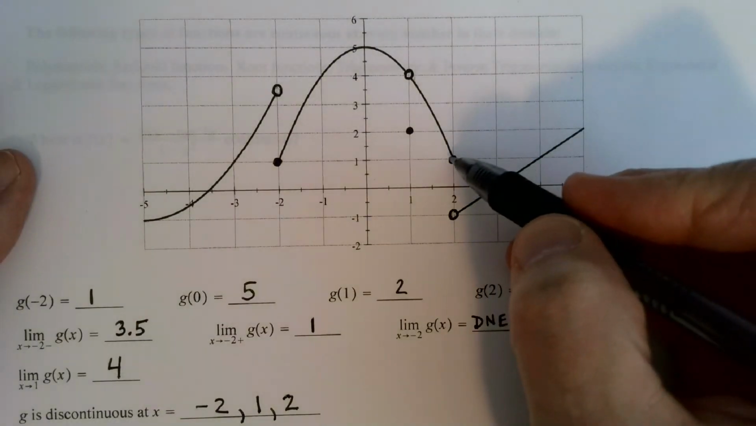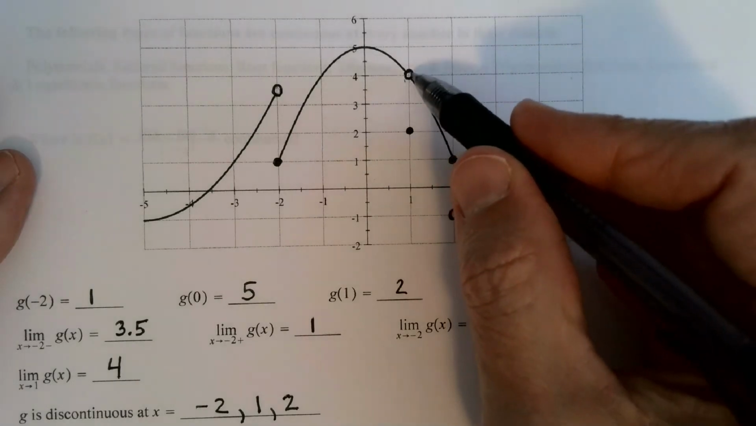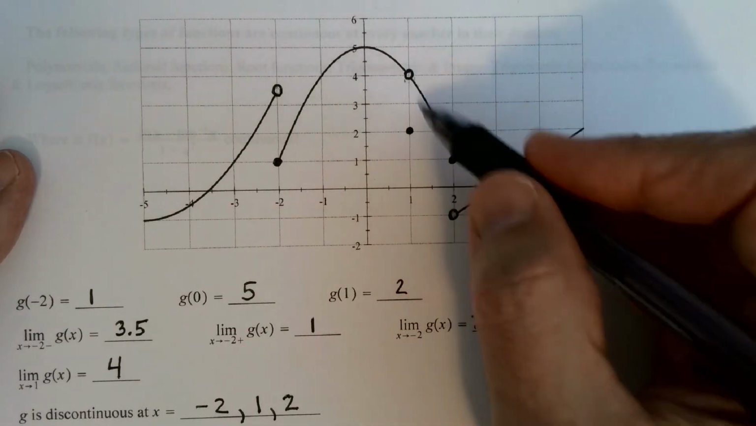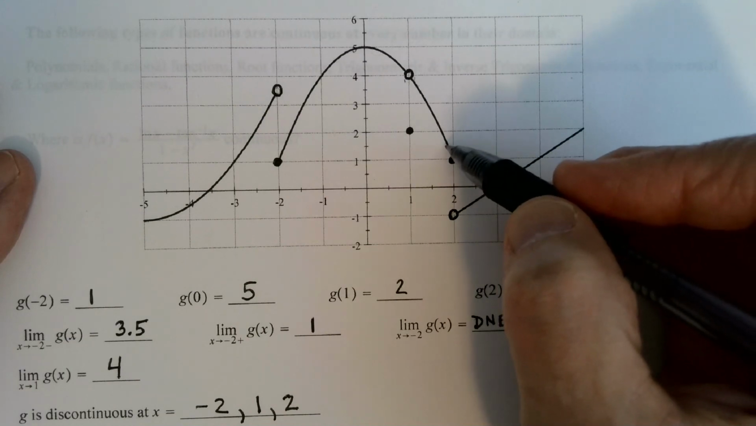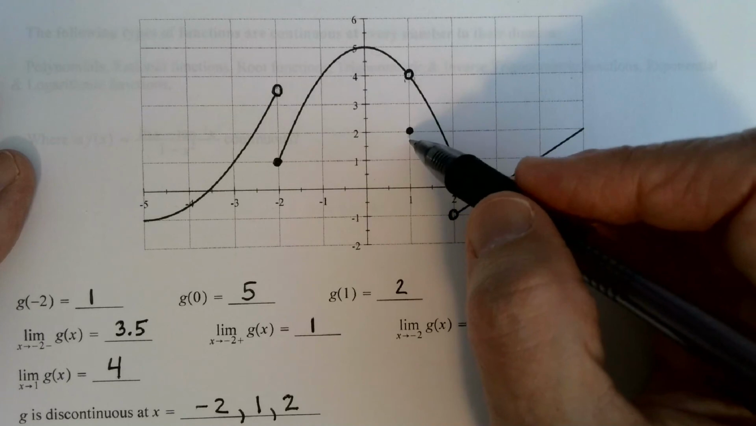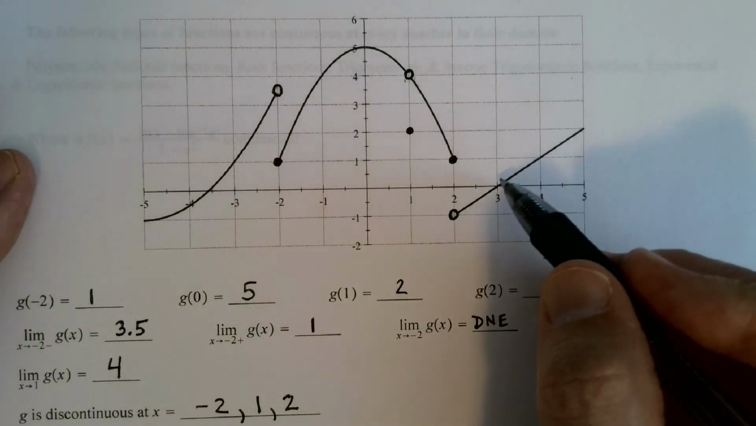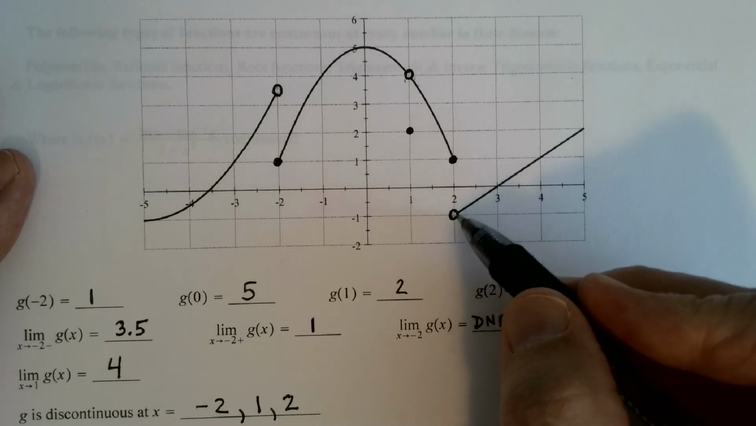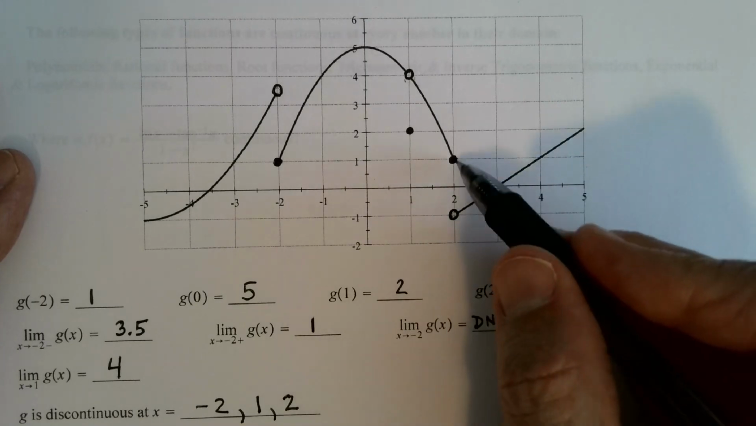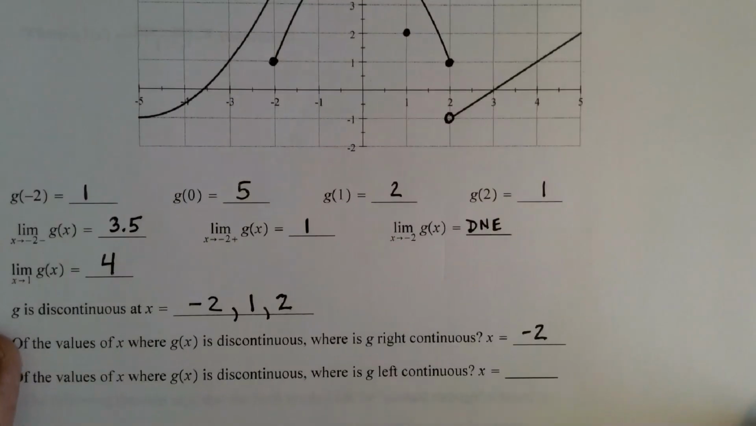Well, no. As we approach 1 from the positive side, where am I going to? I'm going right to that hole, right? So the limit as I approach 1 from the positive side is 4, but the value of the function is 2. So it's not right continuous. Same thing here. As I approach 2 from the positive side, I'm going to -1, but the value of the function at 2 is equal to +1. So we're not right continuous at 1 or 2.